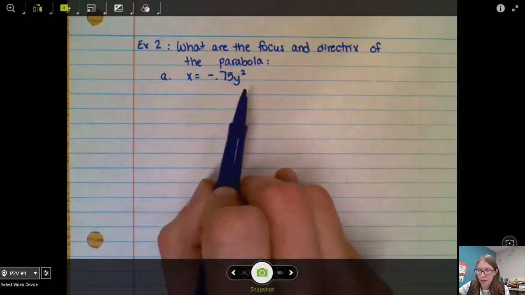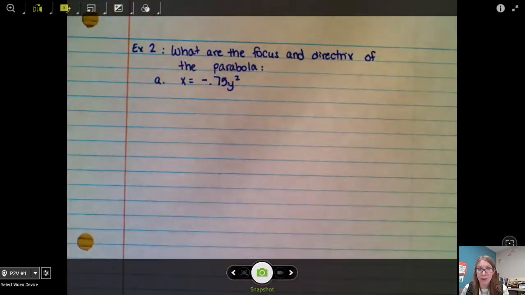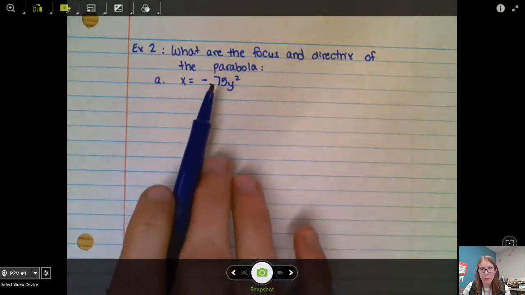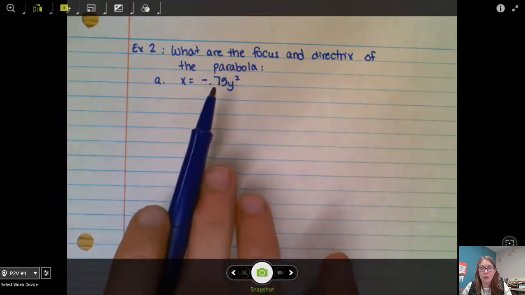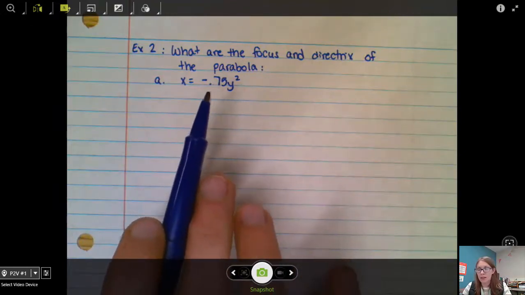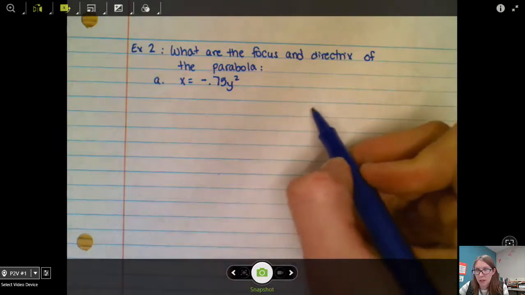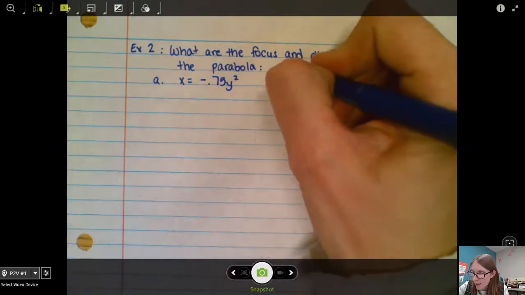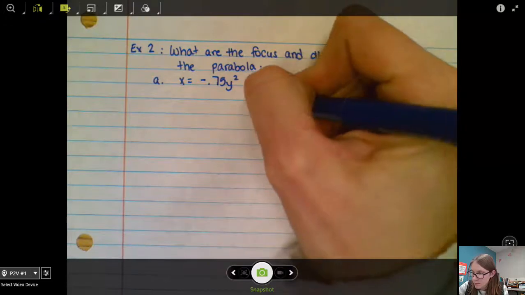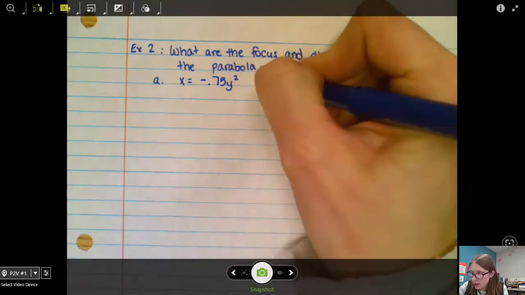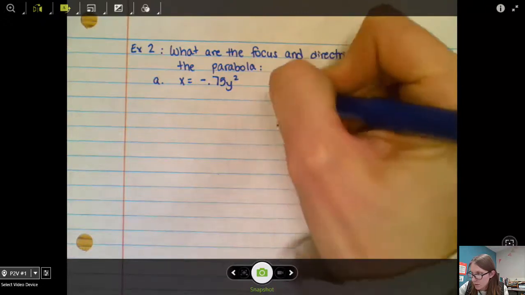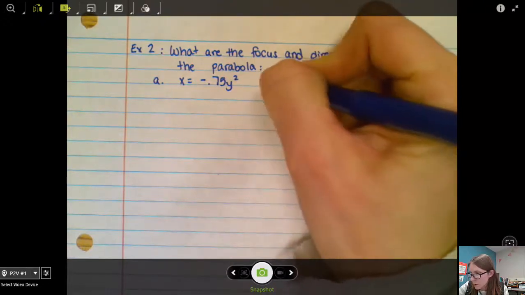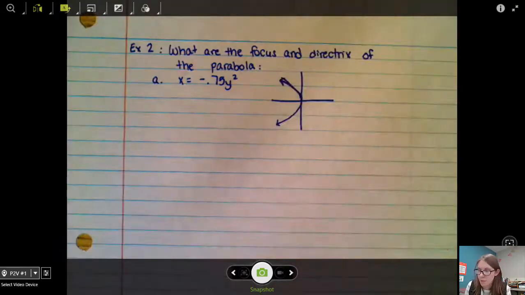Well, the first thing I notice here is that we have our equation as x equals y squared. So the fact that it's x equals means I have a sideways parabola. This negative here, well, let's think about what negatives usually do. Negatives usually reflect up and down. Since we have a sideways parabola, instead of our parabola going to the right, it's going to go to the left. Okay. Here's my sideways parabola going to the left.